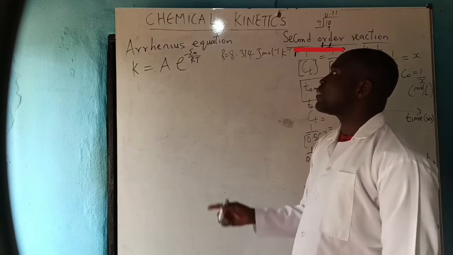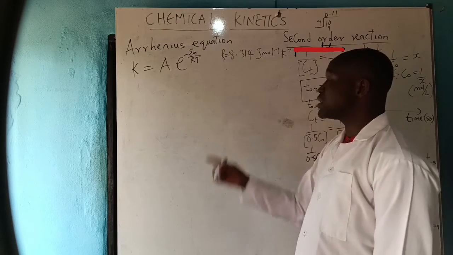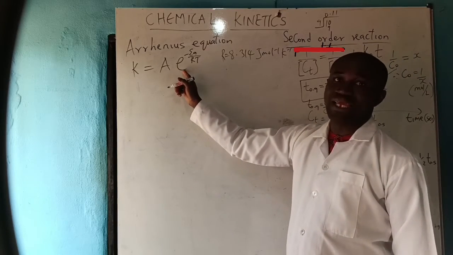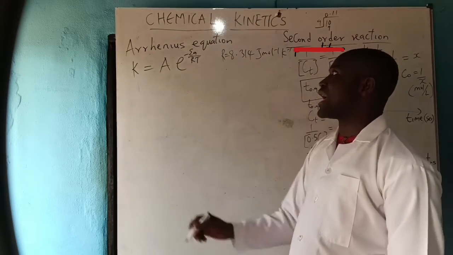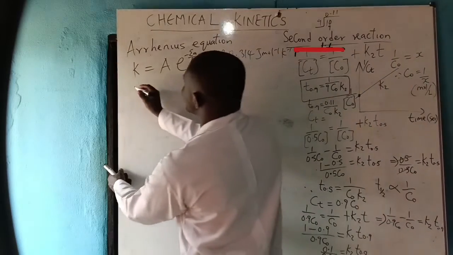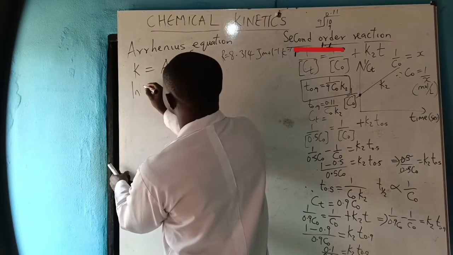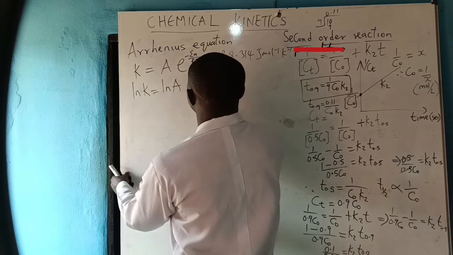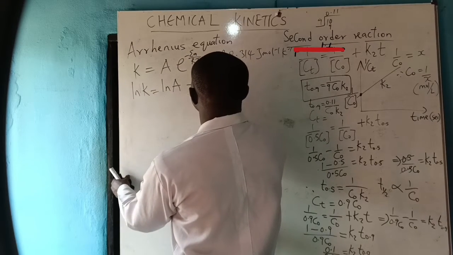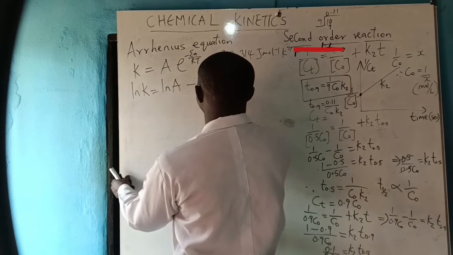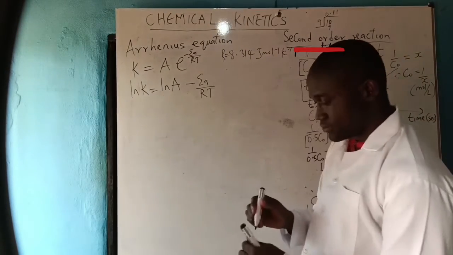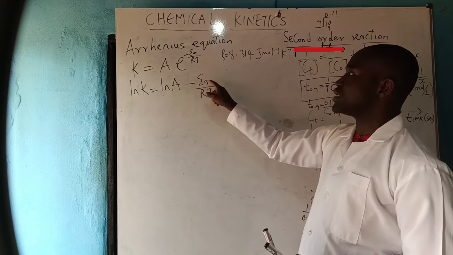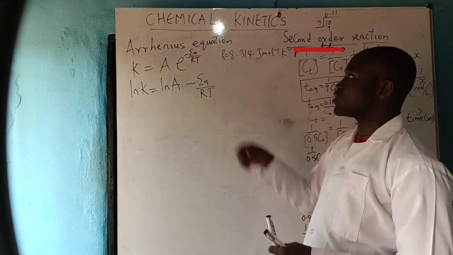And so from this equation, applying ln, because exponential is there, the opposite of exponential is ln. Applying ln, we'll be having that ln K equals ln A minus EA all over RT. That is what you'll be getting. ln K equals ln A minus activation energy all over RT.